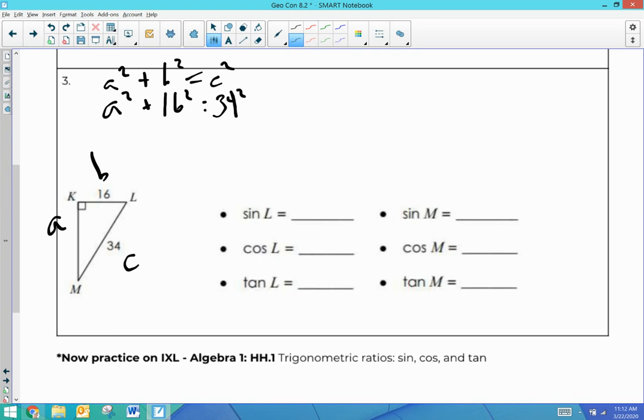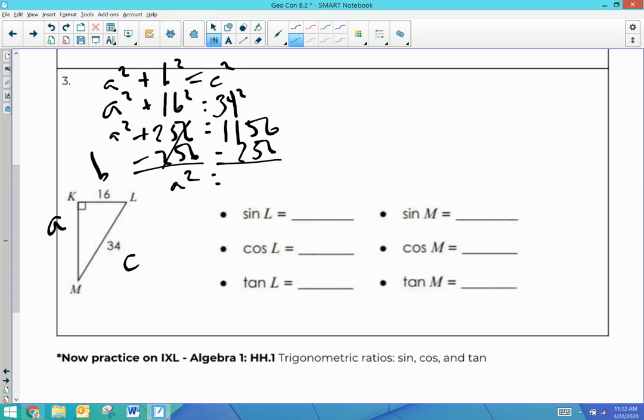So in my calculator, I'm doing 16 squared, and I get 256. I do 34 squared, and get 1,156. And what do you do next? Yeah, you subtract 256 on both sides. So you're left with a squared equals 900.